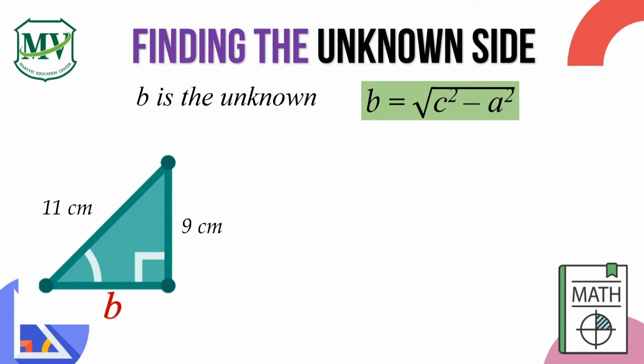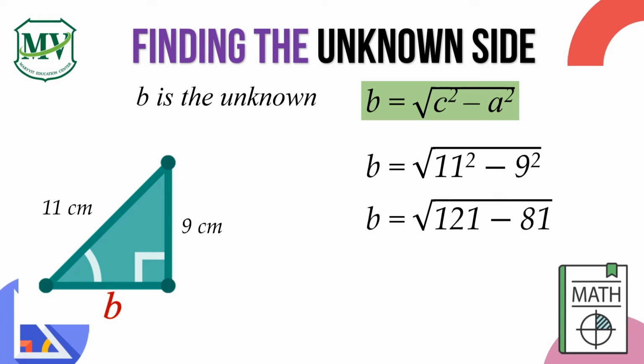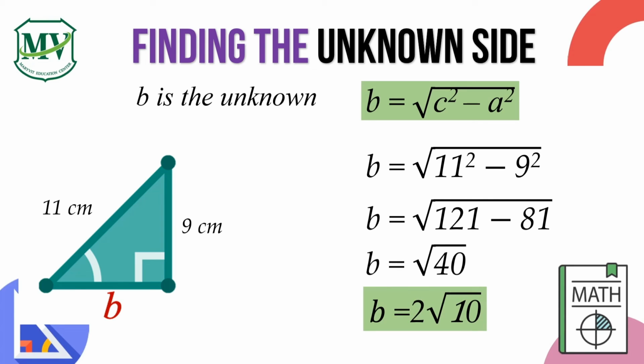If the hypotenuse is 11 centimeter and a equals 9 centimeter, let's find the value of b by using the formula b equals the square root of c squared minus a squared. So we will substitute the value of c and a. 11 squared minus 9 squared. 11 squared equals 121 and 9 squared equals 81. So 121 minus 81 equals 40. Square root of 40 equals 2 square root of 10.